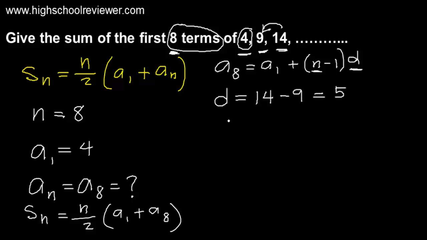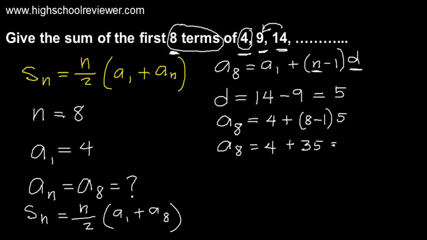So we can now find the value of a sub 8, or the value of our last term. This will be equal to, our a sub 1 is positive 4, and add this to our n, which is 8 minus 1, multiplied by d, which is positive 5. So our a sub 8 here will be equal to positive 4 plus 8 minus 1, that is 7. 7 times 5 is 35. Our a sub 8 will be positive 39. Since we already have the value for a sub 8, we can now solve for s sub n.